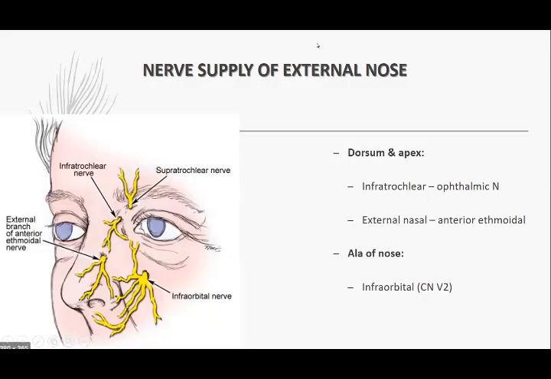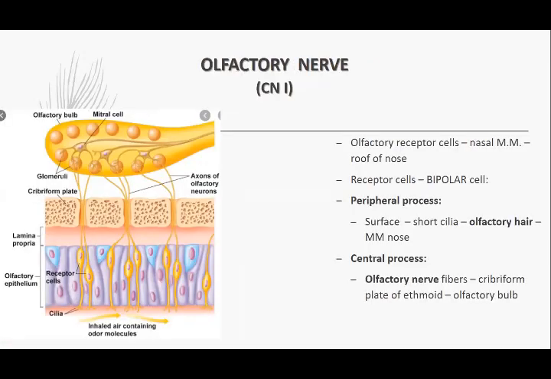Is this clear? Any questions? Because this ends here. We start with the next thing, that is the olfactory nerve, the first cranial nerve. So before we go on to the first cranial nerve, do you have any questions from what we've done just now?